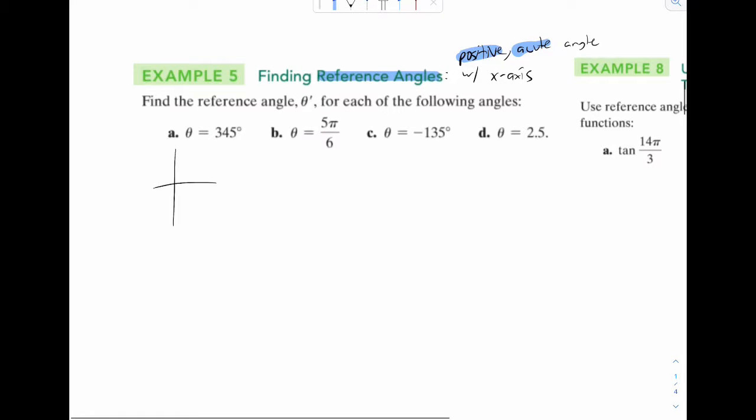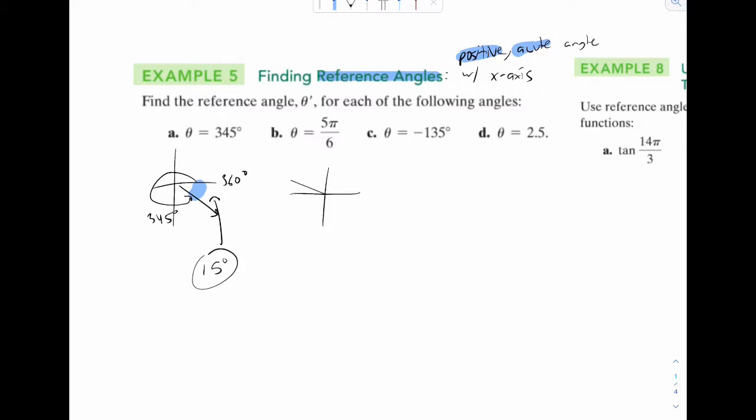So 345, you rotate 345 degrees. That's right there. The reference angle is this little bitty piece right there. So think about it. If 360 is right there, subtract them. The reference must be 15 degrees. 5 pi over 6, that's right about here. So that's your rotation. The reference angle is that little piece right there. And if this is pi, the difference should be pi over 6.